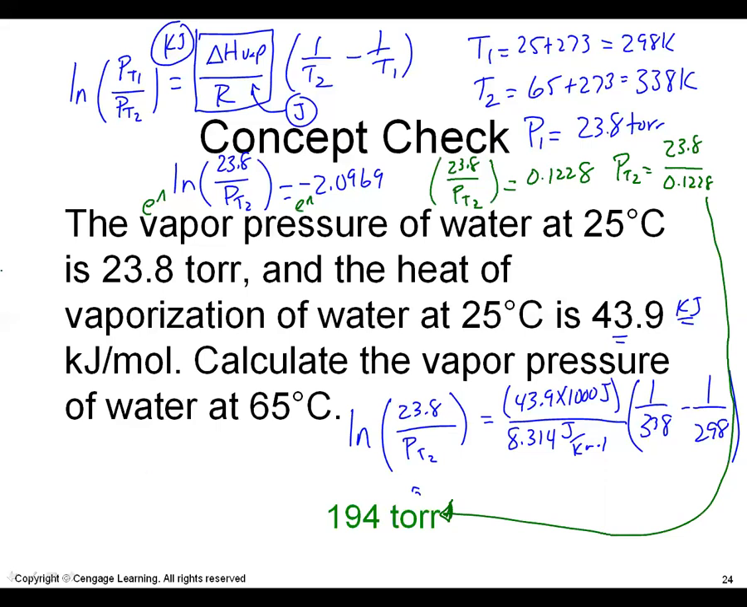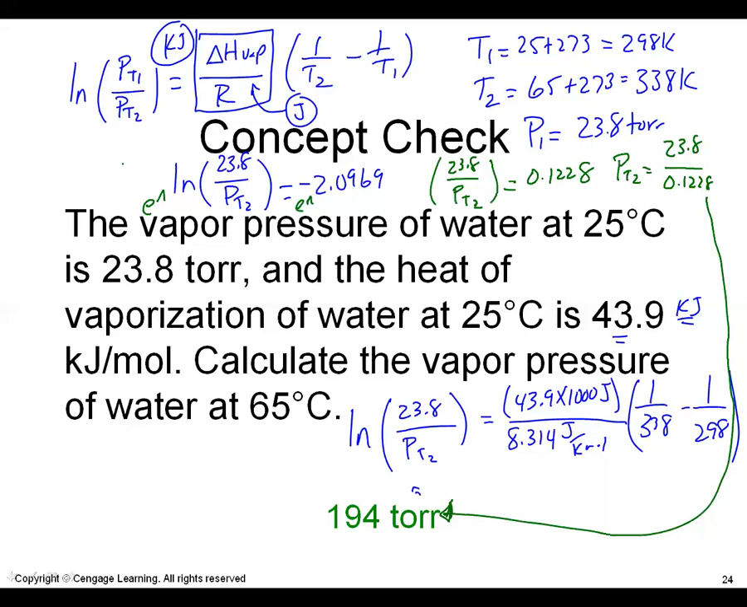And as you can see, it's not an ideal gas law or anything like that, so it's okay to leave it in torr. You don't have to convert it into atmospheres or anything like that to use that equation. The main thing is, in terms of the 1s and the 2s, it really doesn't matter which ones you call 1s or which ones you call 2s, as long as you keep the temperature and pressure guys together.